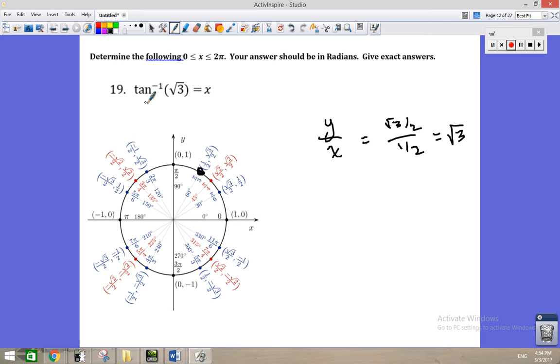So I get it here, and the period of tangent is pi, so I'm also going to see that same ratio. If I add pi to it over here in the third quadrant, you can see that when I take y divided by x, the negatives just cancel, and I get a ratio of radical 3. So of the infinitely many solutions that there are, only two of them are on 0 to 2 pi, and that's pi over 3 and 4 pi over 3.